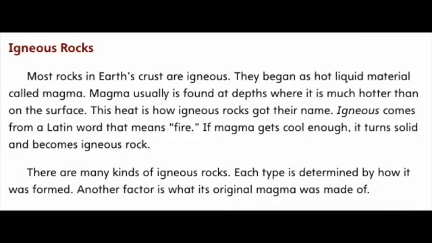Igneous rocks. Most rocks in Earth's crust are igneous. They began as hot liquid material called magma. Magma usually is found at depths where it is much hotter than on the surface. This heat is how igneous rocks got their name. Igneous comes from a Latin word that means fire. If magma gets cool enough, it turns solid and becomes igneous rock.